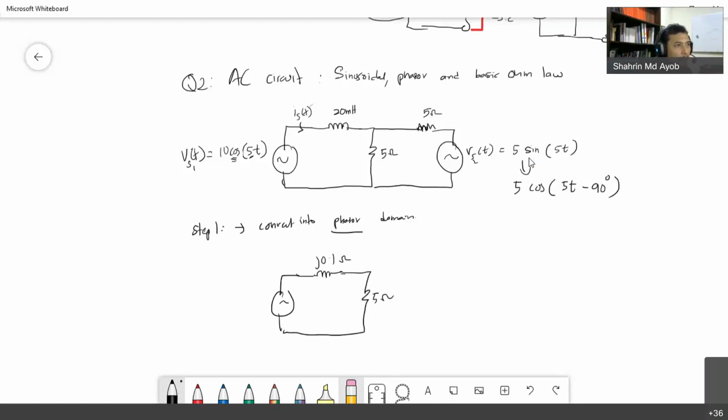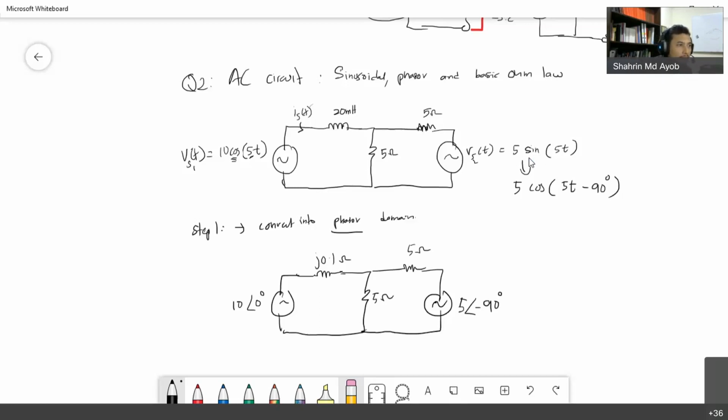This is 5 ohm, and this is also 5 ohm. This is 10 angle 0, and this is 5 angle negative 90 degrees. Okay?